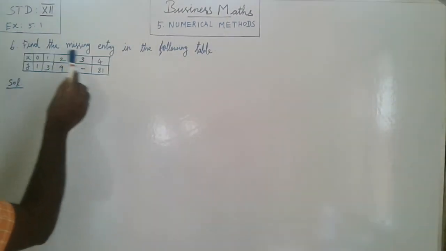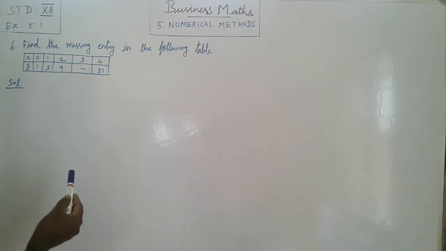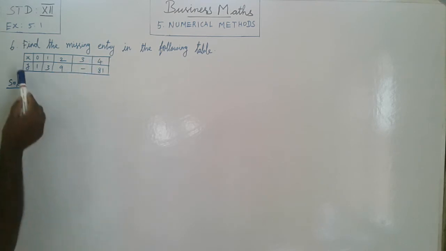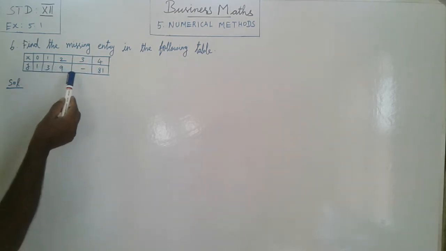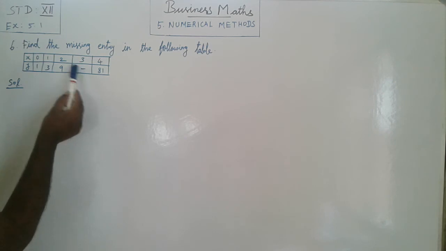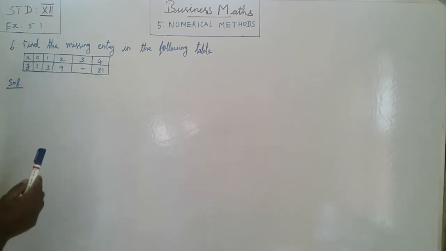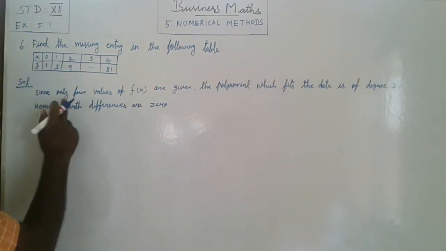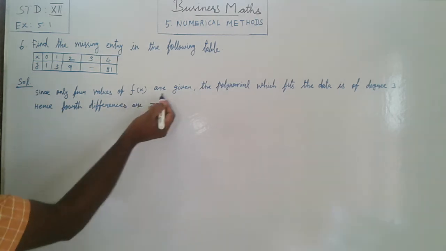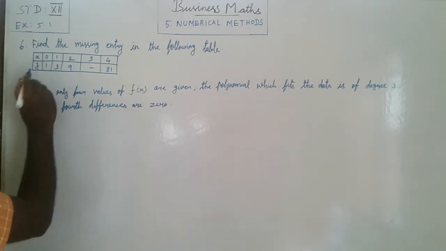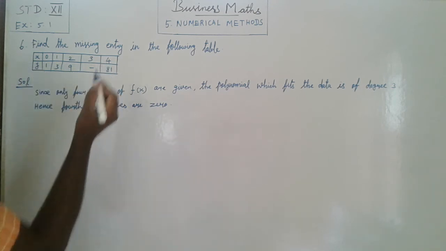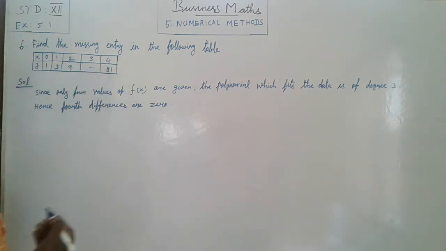Sixth sum. Find the missing entry in the following table. x is 0, 1, 2, 3, 4. y is 1, 3, 9, and the next is 81. We should find out, for x equal to 3, what is y. Solution. Since only 4 values of f of x are given, the y values f of x are given for four values, so one value we should find out.